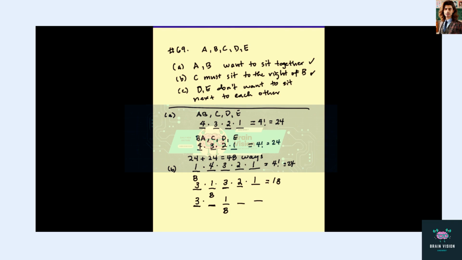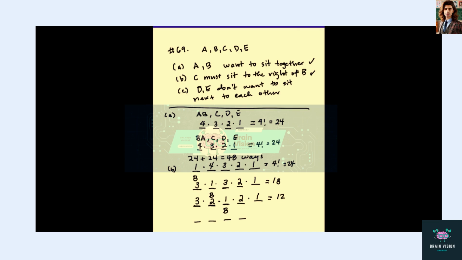In the second seat, only 2 possibilities. C cannot sit there because again it's still to the left of B. For the fourth seat, we know C can sit there, and 3 had already been seated, so only 2 possibilities. For the last seat, 1 possibility. By the fundamental counting principle, we just multiply these numbers. That gives us 12.